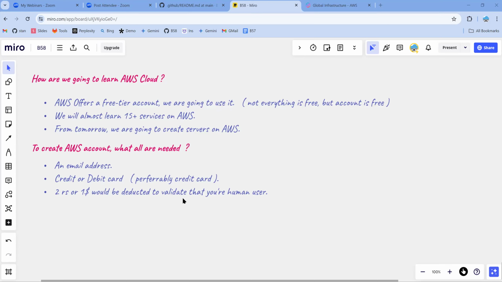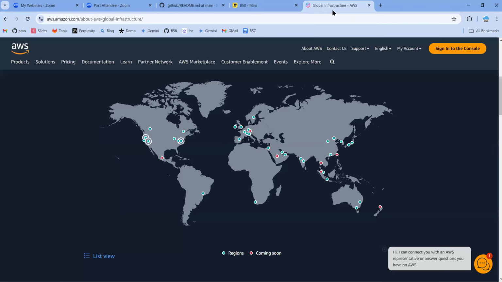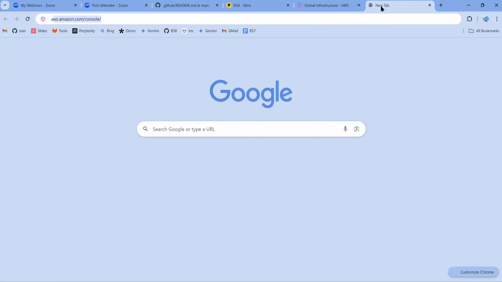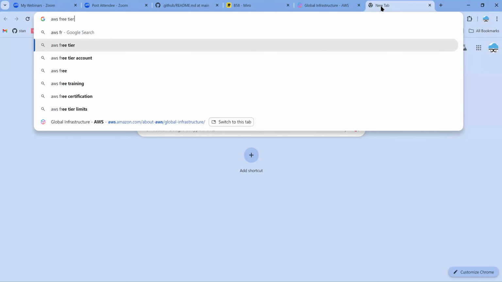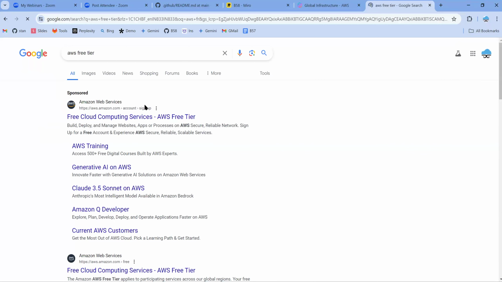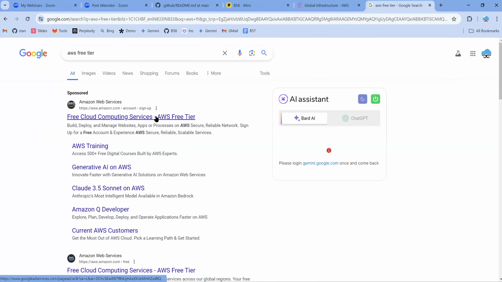Okay, so these are the three things that are needed to create an AWS account. If you don't have an AWS account, I'll show you how to create an account for free. All you need to do is just search on the internet for AWS free tier account, come here and select this. Okay, so AWS is Amazon Web Services. That means Amazon offers everything as a service through the internet. That's the full form and meaning of Amazon Web Services.